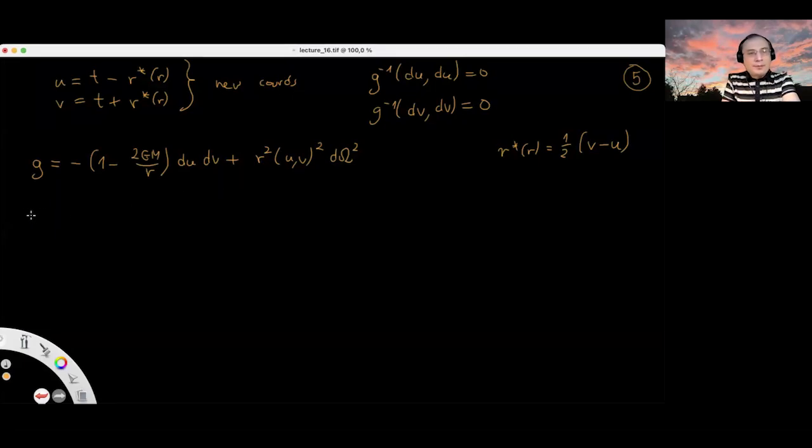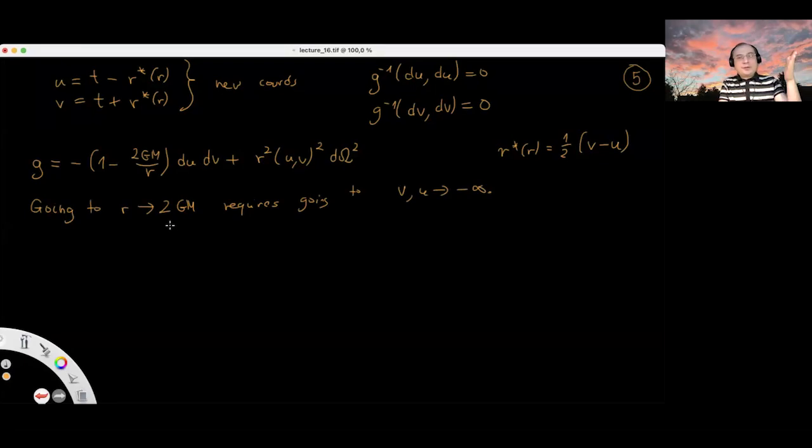So part of the problem is that going to r equals 2GM requires going to v or u going to minus infinity. So the surface we're interested in is at the infinite end of these coordinates. But it turns out that there's a simple way to deal with that.